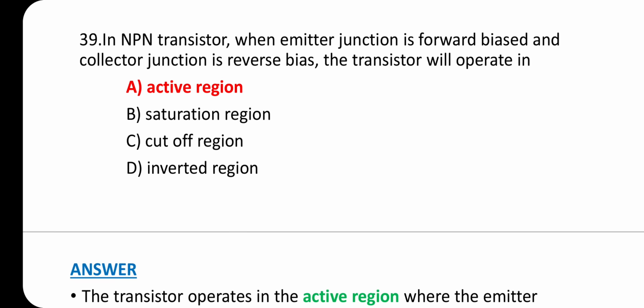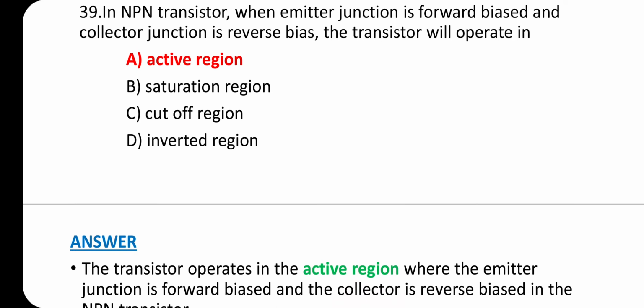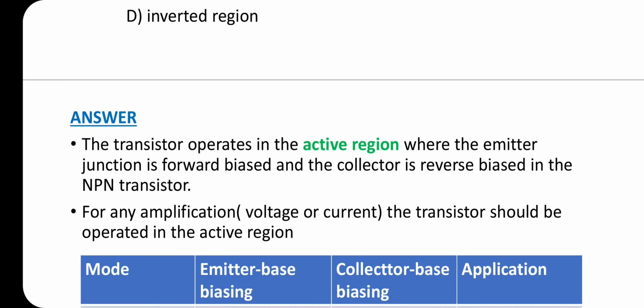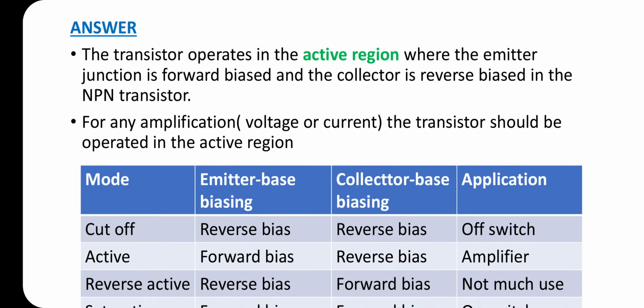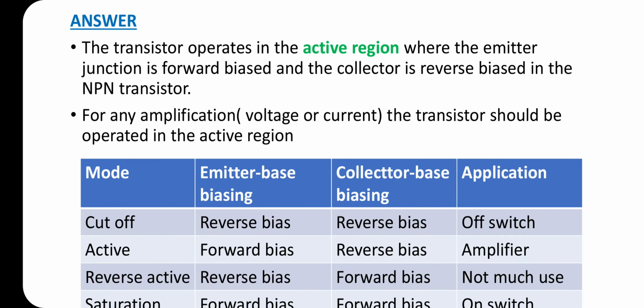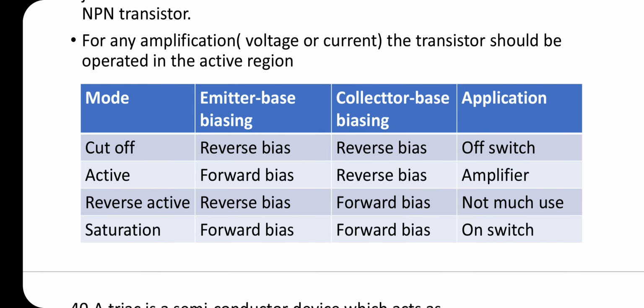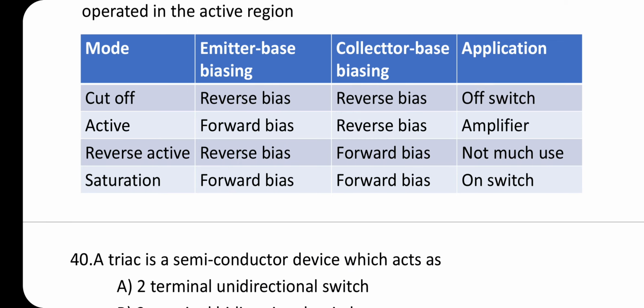Question number 39. In an NPN transistor, when emitter junction is forward biased and collector junction is reverse biased, the transistor will operate in, answer is option A, active region. The transistor operates in the active region where the emitter junction is forward biased and the collector is reverse biased in the NPN transistor. For any amplification, that is voltage or current, the transistor should be operated in the active region.